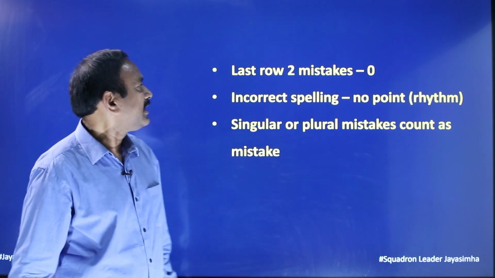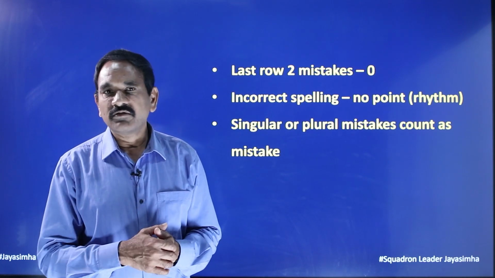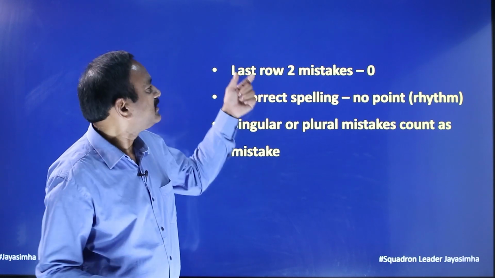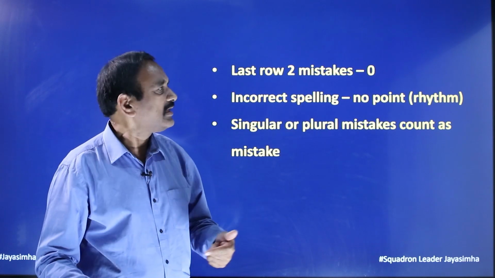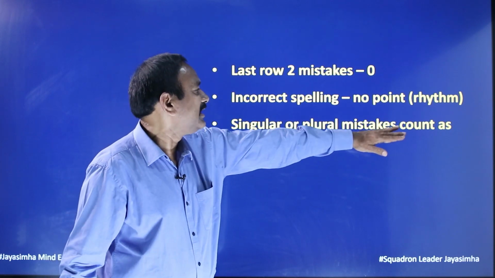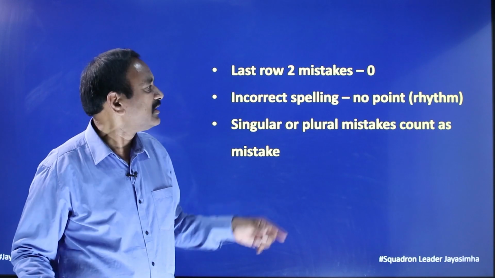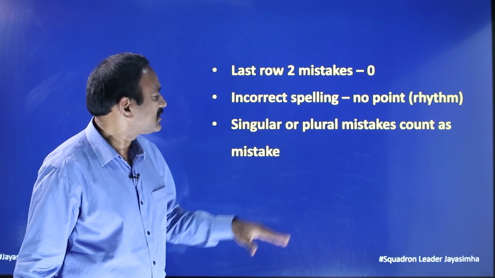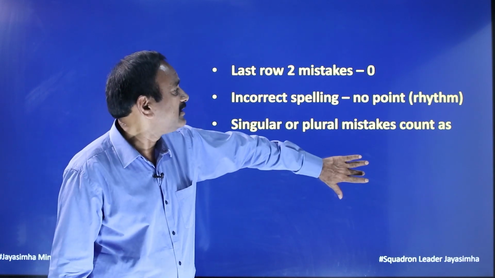This is about the words, right? In the last column, if you have written 10 words, imagine one mistake. You get 10 by 2, you get 5. Imagine in the last column you have written 10, but 2 mistakes are there, or 1 mistake and 1 blank is there, then you get 0 points. Incorrect spelling, no point. For example, if I say rhythm, R-H-Y-T-H-M, rhythm, and you write it a little differently, it is an incorrect spelling, so no point will be given. Singular or plural mistakes count as 1 mistake. Remember this, singular or plural will be counted as a mistake. Right? This is the second one.